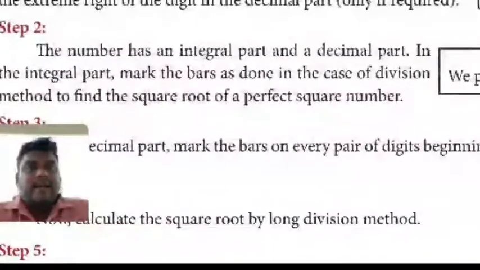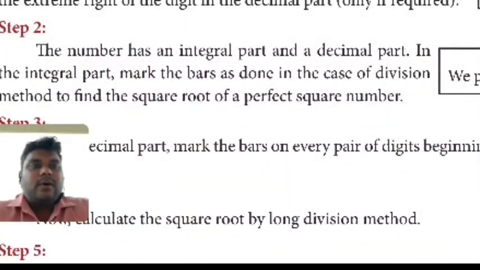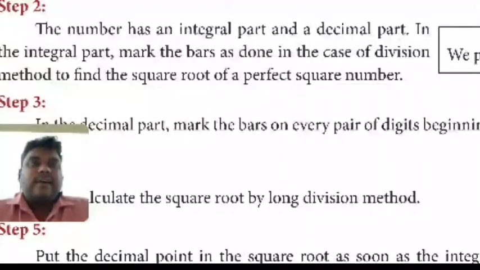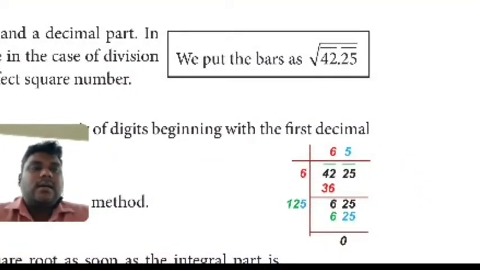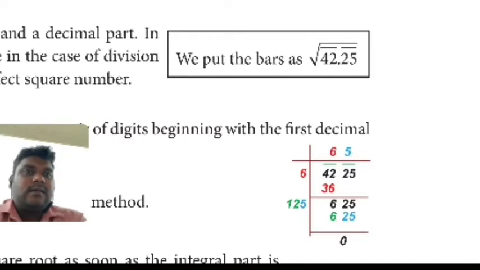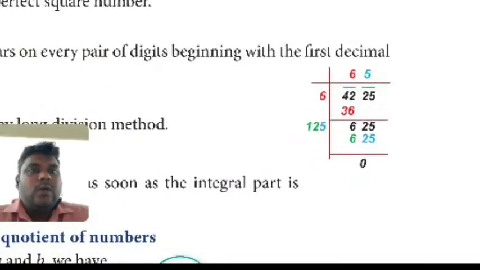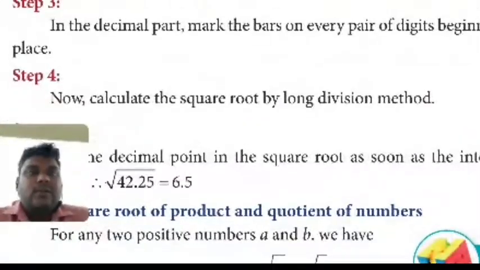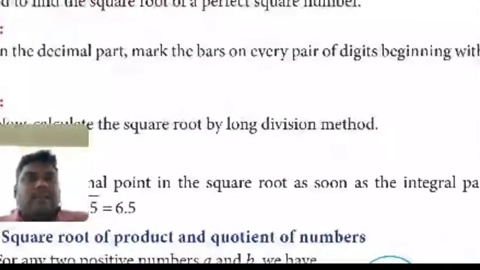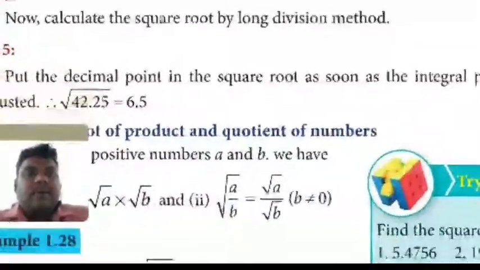Second step, the number has an integral part and a decimal part. The integral part is marked with bars, as in the division method to find the square root of a square number. So before the decimal and after the decimal we separate by two digits, we put the bars. Okay, these are the parts. Now calculate the square root by the long division method, the normal method, with the decimal mark.